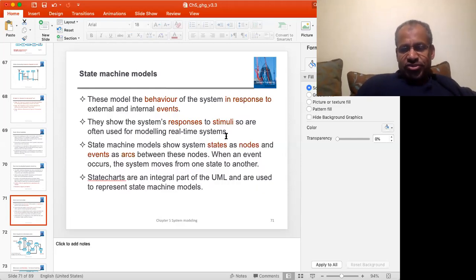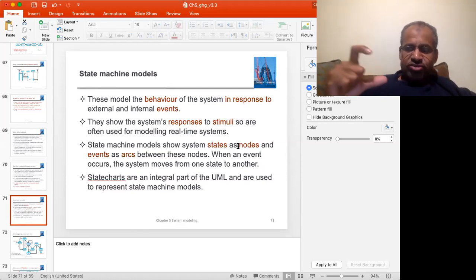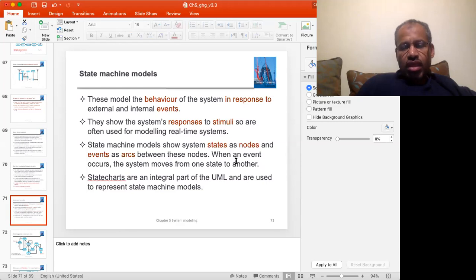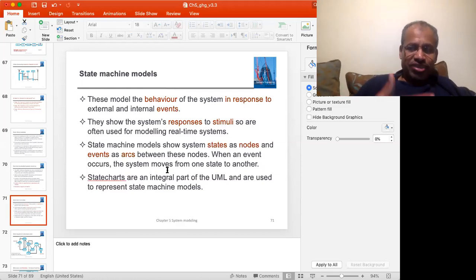Now, they show the system response to stimuli, so they are often used in modeling real-time systems and embedded systems, of course. The state machine models the states as nodes, or boxes or circles, and the events connecting these nodes, which represent states, as arcs, just like a graph. It's effectively a graph. When an event occurs, the system moves from one state to another. And we model that explicitly because then we translate that into interactions, or behavior transitions, when we actually write the software for it.